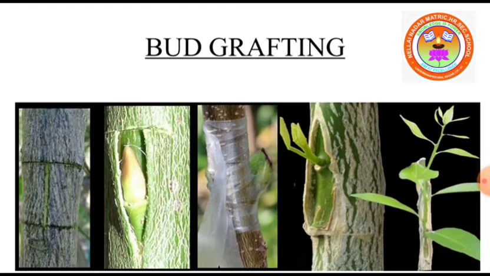The bud was removed from the stalk. A T-shaped incision is made on the stalk and the bark is lifted. The scion from which the bud is removed is inserted. So from the scion, the bud is removed and inserted into the stalk, and finally it is bandaged with polythene sheets or rubber sheets. Then the bud started to grow.